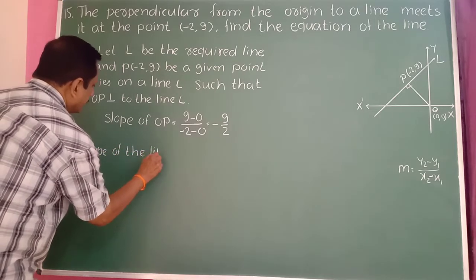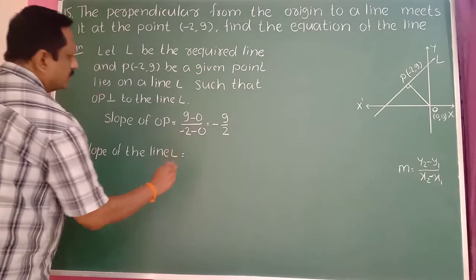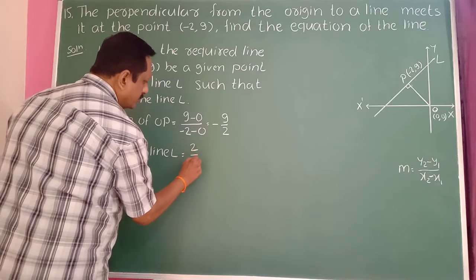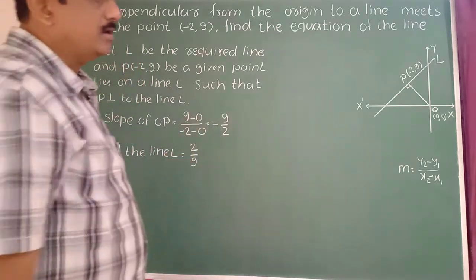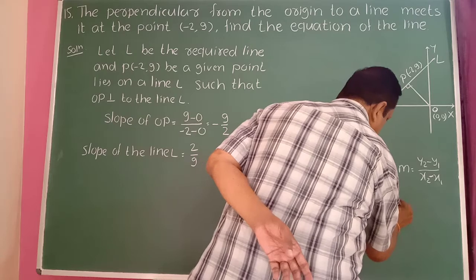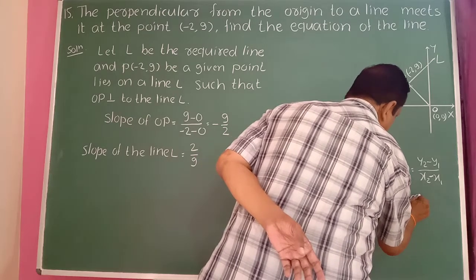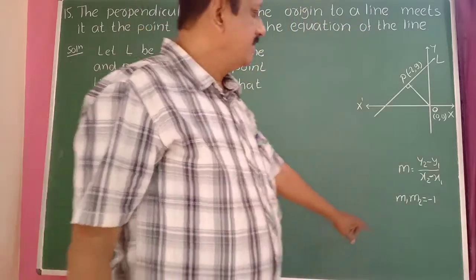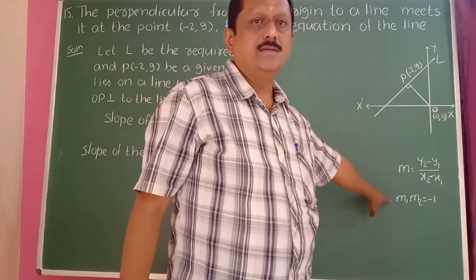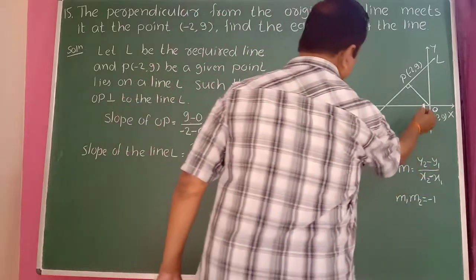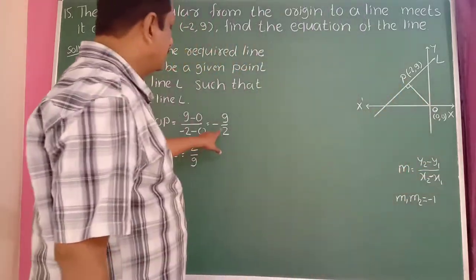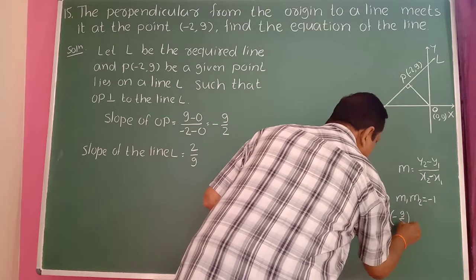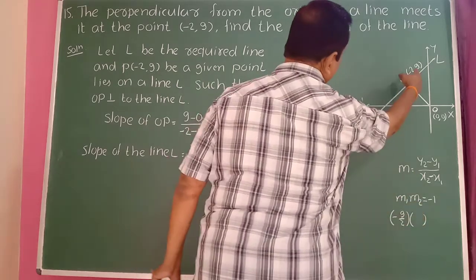Therefore, the slope of the line L is equal to, take its reciprocal and multiply by minus sign, hence it becomes 2 divided by 9. Because two lines are perpendicular if and only if m1 times m2 is equal to minus 1. If this condition is satisfied, then the two lines are perpendicular. The slope of OP is minus 9 upon 2. Consider m1 as minus 9 upon 2 and m2 as the slope of the line L.